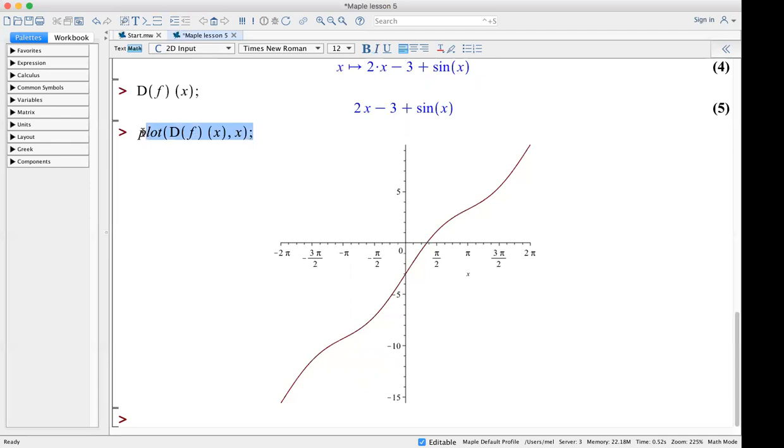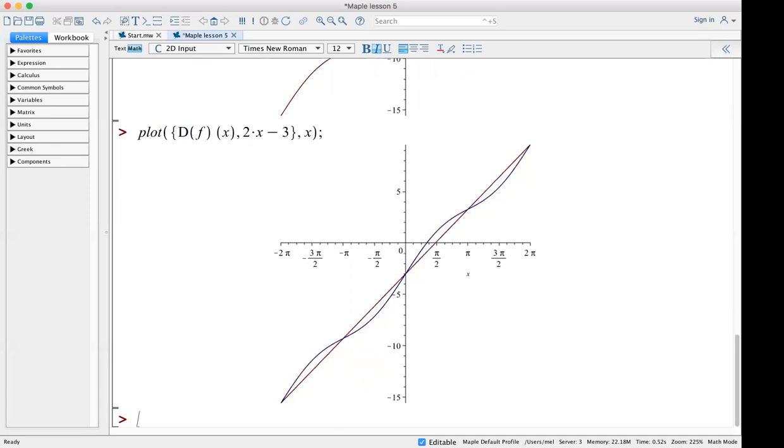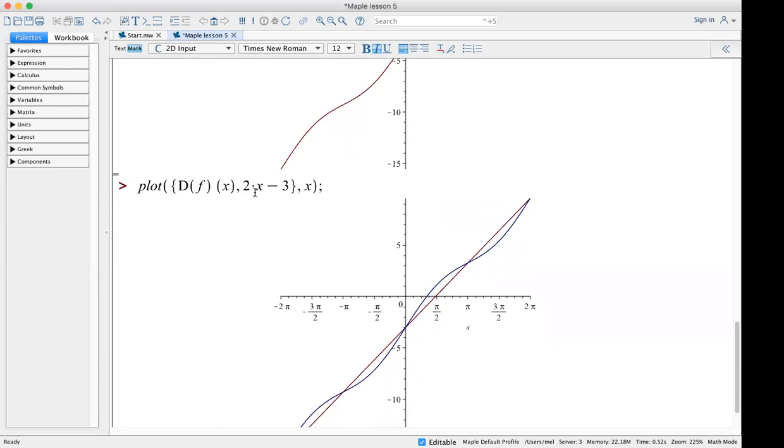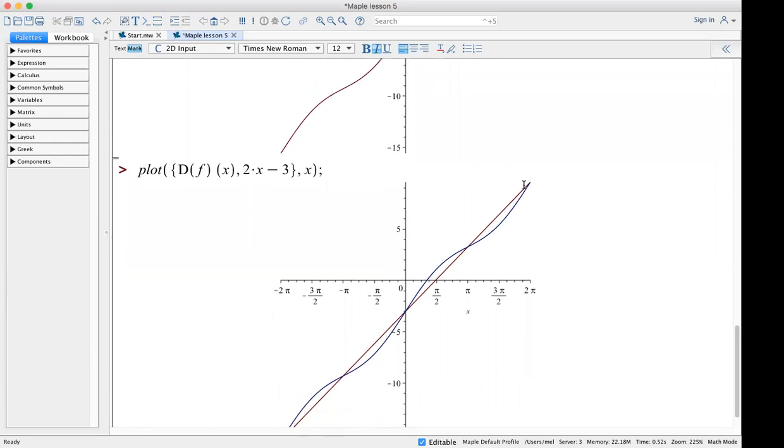In fact, it's interesting. If we want to plot together two different functions, you put the functions in curly brackets. And let's say we also want to plot 2 times x minus 3. So the derivative is 2x minus 3 plus the sine. If you plot them together, you see what's really going on. This red line is just the line 2x minus 3. And when you add the sine to it, that's the blue curve, you have this little oscillation built into the line. It's actually quite pretty.